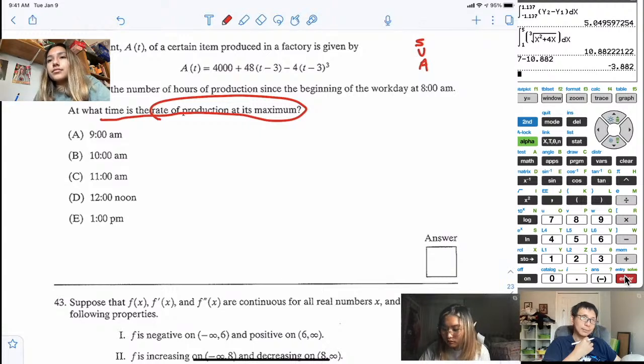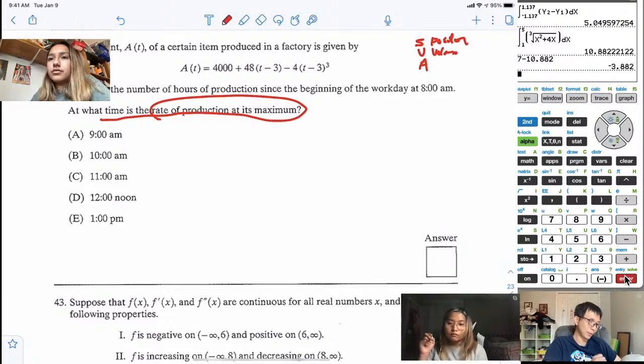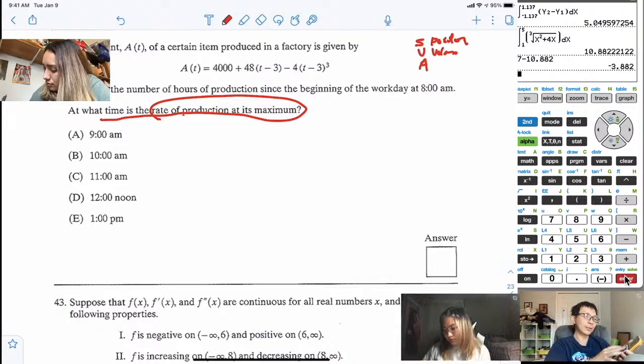Integration? No. If you have s, how do you get to v? SVA. So this is the position, right? Derivative. Velocity. Yeah, derivative. Good. So you go down. And the nice thing is you don't have to take the derivative by hand. You can use the calculator to take the derivative.